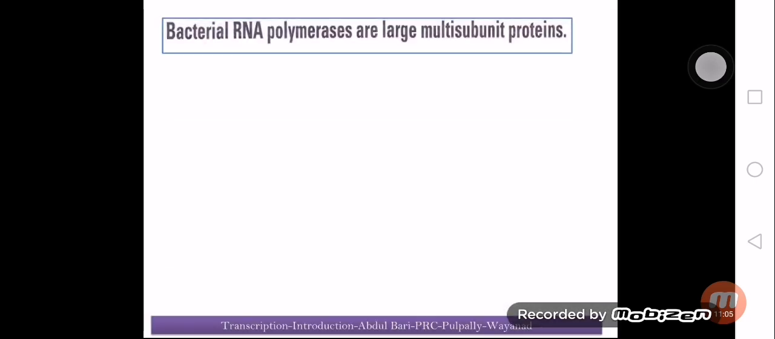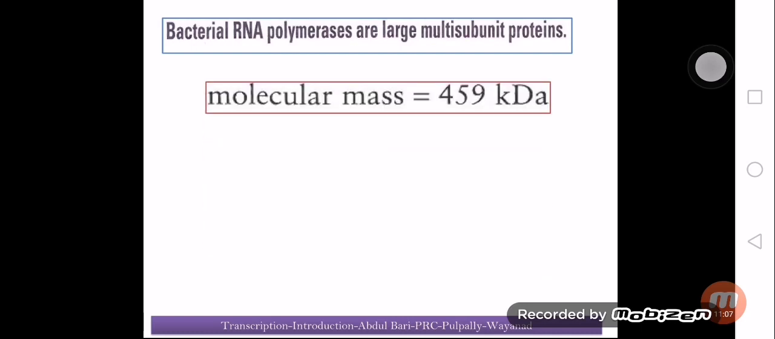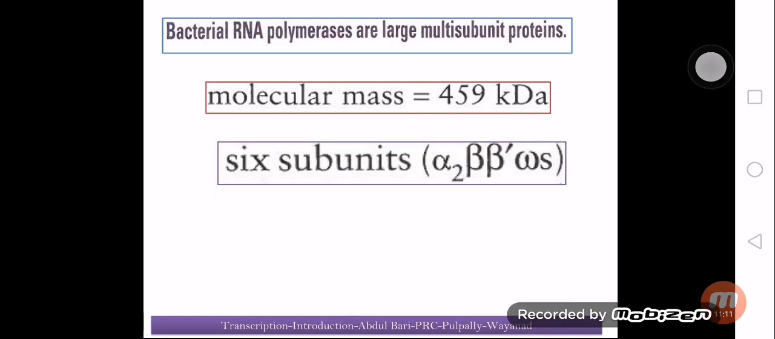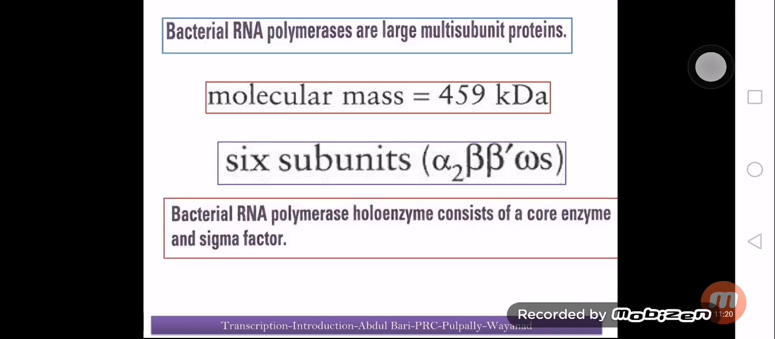And when we go to the structural details, it's a heavy molecule with multiple subunits, of around 450 kilodalton, and there is a total of 6 subunits: 2 alpha, 2 beta, 1 omega, and an additional sigma subunit, right? So the holoenzyme consists of a core enzyme plus a sigma factor, right? So the sigma factor is an additional factor.